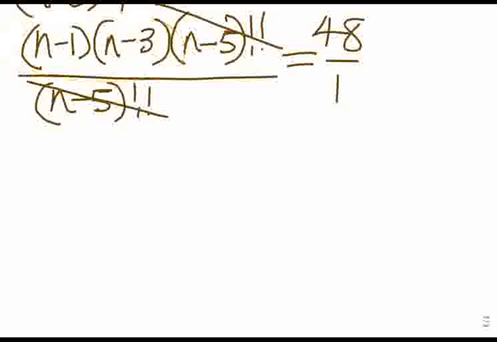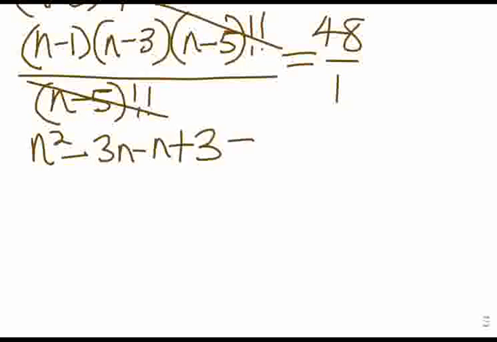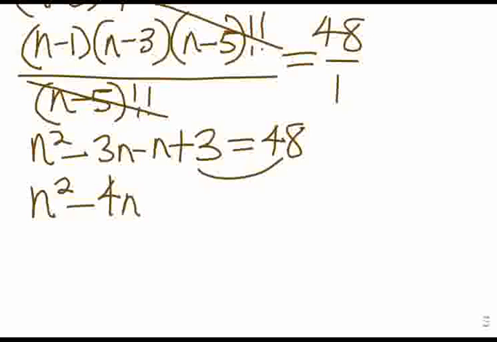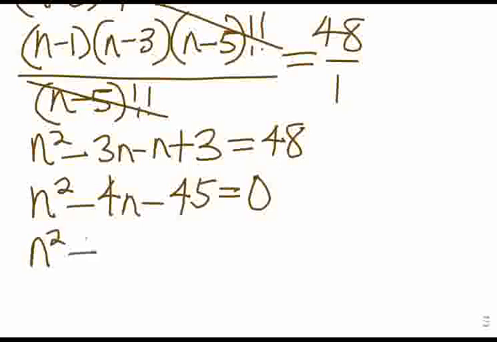If you expand that, n times n, that is n squared minus 3n minus n plus 3 equals 48. Collecting our like terms, we're going to have n squared minus 4n. When the 48 crosses here, that gives us minus 45 equals 0. So this is now a quadratic equation that we're going to factorize. Our factors are going to be 5 and 9.